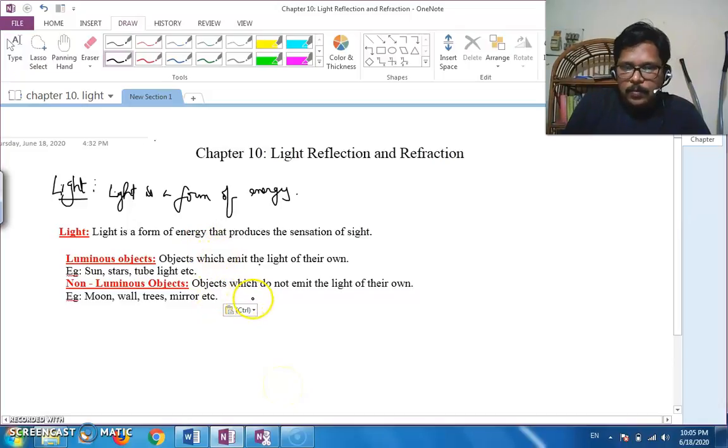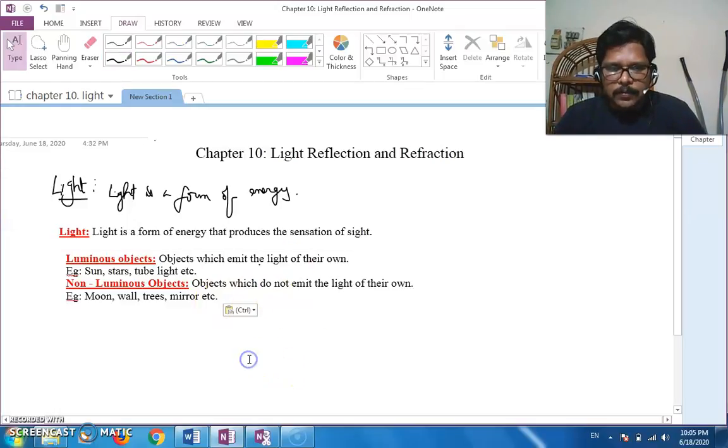So what are non-luminous objects? Objects which do not produce light, or do not emit light on their own. They have the property of reflecting light. That means when light falls on these objects, the light gets reflected back. Such objects we see in our daily life.